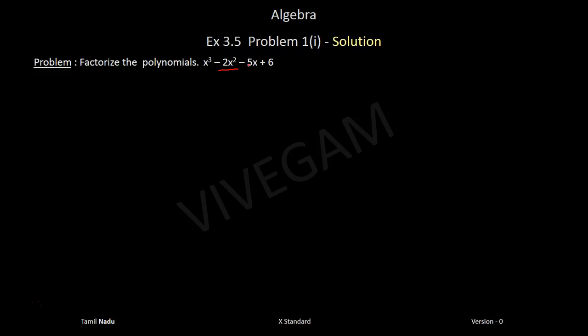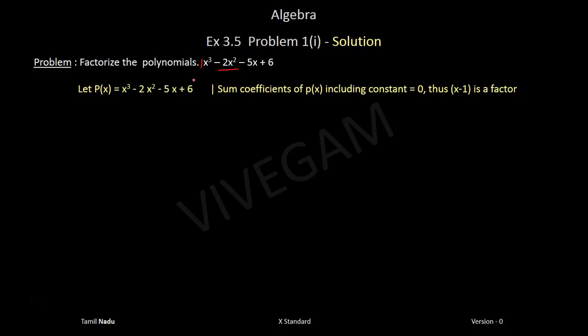Okay. And one interesting thing, if you notice, the sum of the coefficients is equal to 0. See, the coefficient of x cubed is 1, so 1 plus 6 is 7. And these two are negative terms, so minus 2 plus minus 5 is minus 7. 7 minus 7 is 0. In such a case, when the sum of the coefficients of a polynomial is equal to 0, then x equal to 1 is a 0 of the polynomial, or x minus 1 is a factor of the polynomial. Okay.